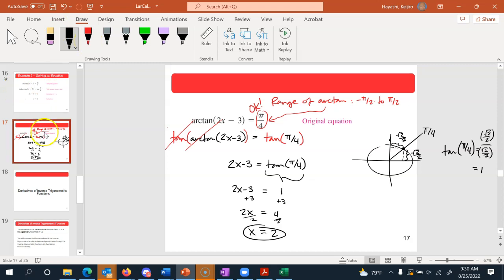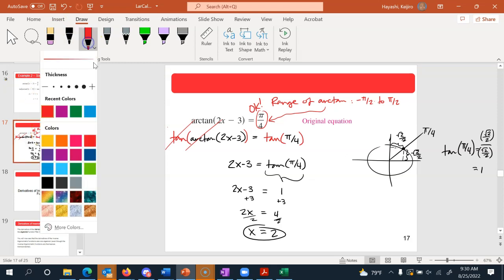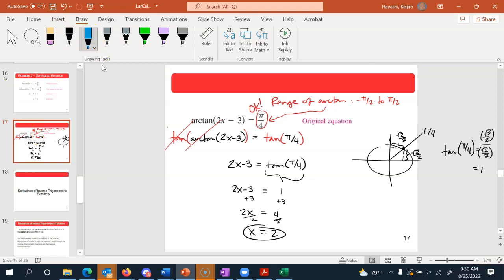Let me come up with a different problem real quick. Let's say instead, don't write this down. Don't write this down until I'm sure that it's going to make sense.